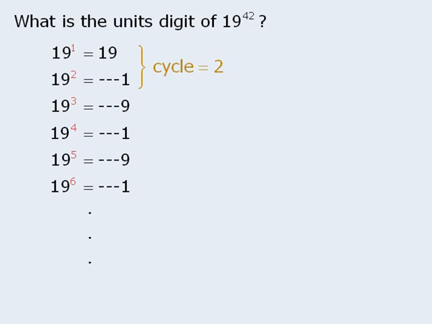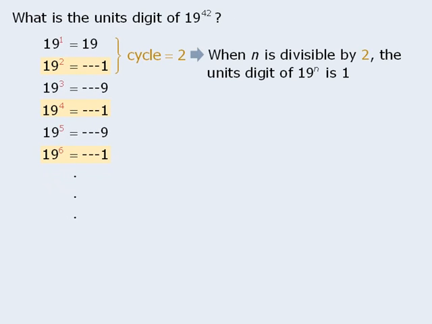Now one way to look at this is to say that when the exponent is even, the power of 19 will have units digit 1. But we want to develop a strategy that handles other cases where the cycle is not 2. So another way to describe this pattern is to say that when n is divisible by 2, the cycle, then the units digit of 19 to the power of n will be 1. Since our goal here is to find the units digit of 19 to the power of 42, we can see that since 42 is divisible by 2, the units digit must be 1.